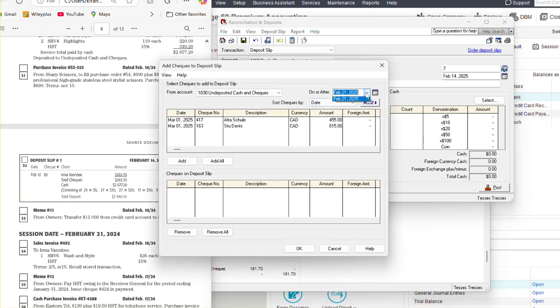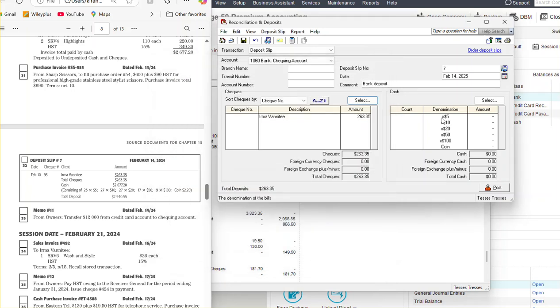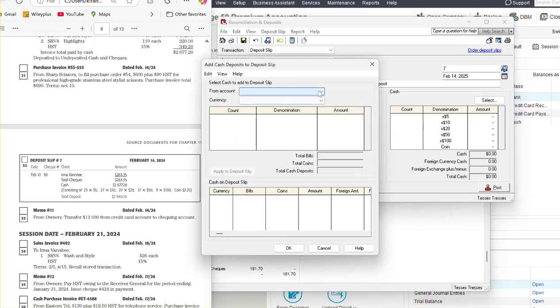Now we are going to go to the beginning of the month. I'm going to select check number 93. No, it's not. So I think it was February 10. It was 263. I will add it, and then you are going to say okay. You're going to go in here, you're going to put it in 23, select.